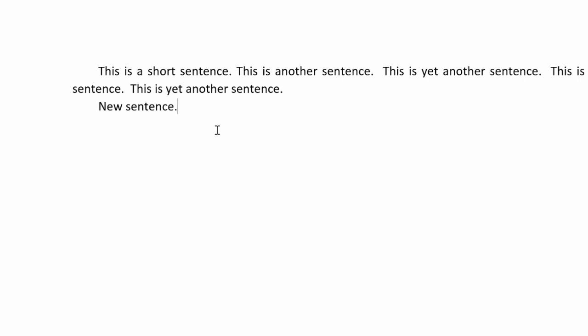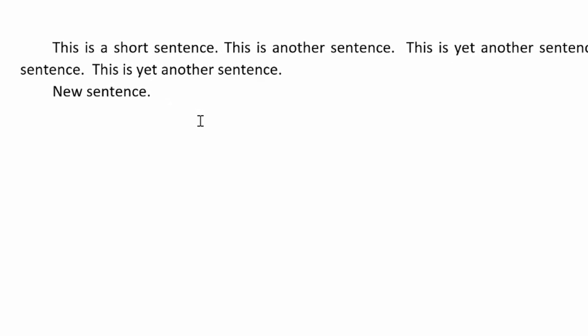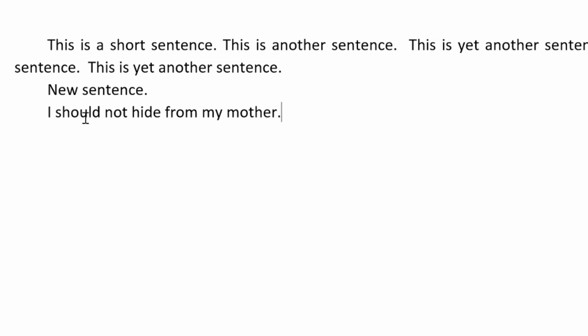Let's look at some other things, like the use of apostrophes. Here's a sentence that says, I should not hide from my mother. Now this can actually be condensed by getting rid of the space between should and not, getting rid of the O and replacing it with an apostrophe. So it becomes, instead of should not, I shouldn't hide from my mother. This is one way that you can eliminate spaces.